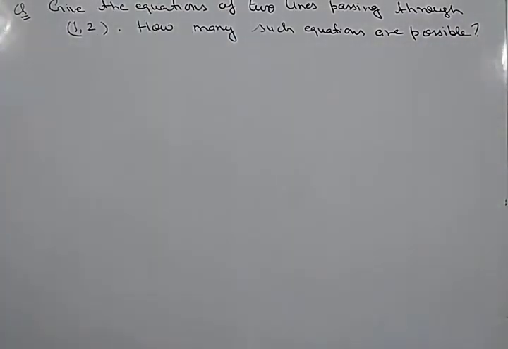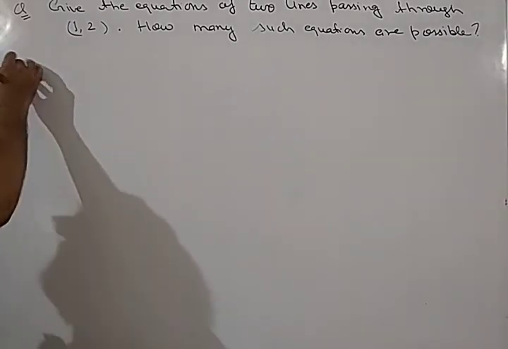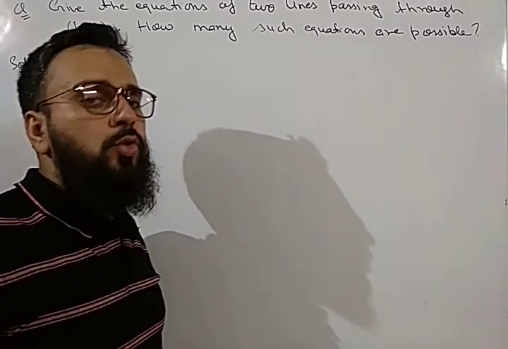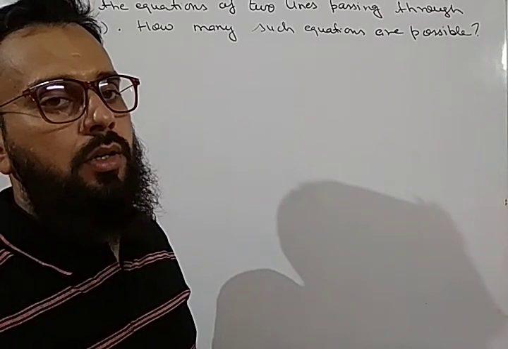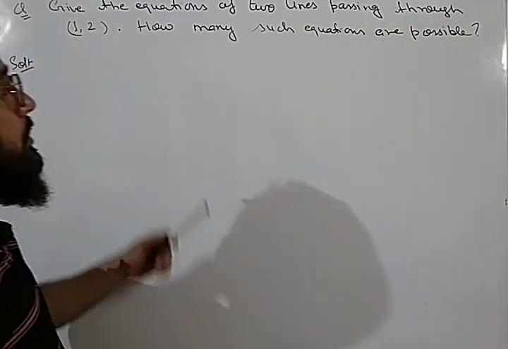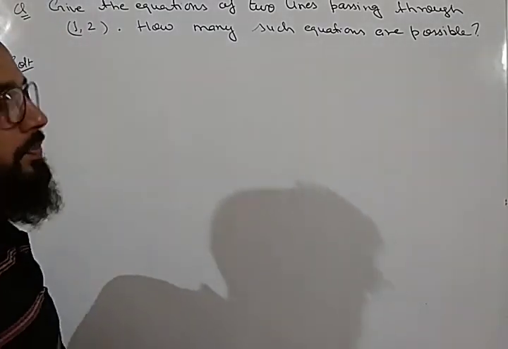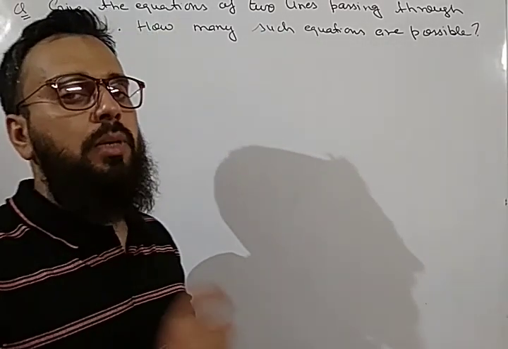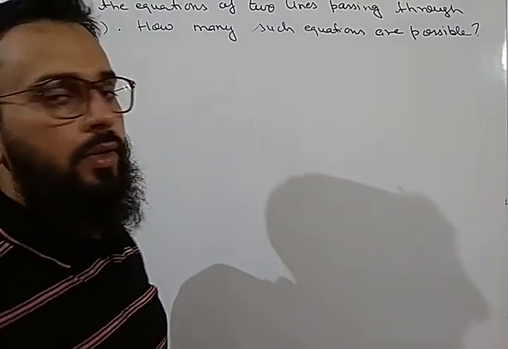Okay, so this is a different type of question. So let us start with this question. How will you solve this question? We have to find two equations which pass through point 1 comma 2. Means we have to find the equation of those two lines which pass through the point 1 comma 2.